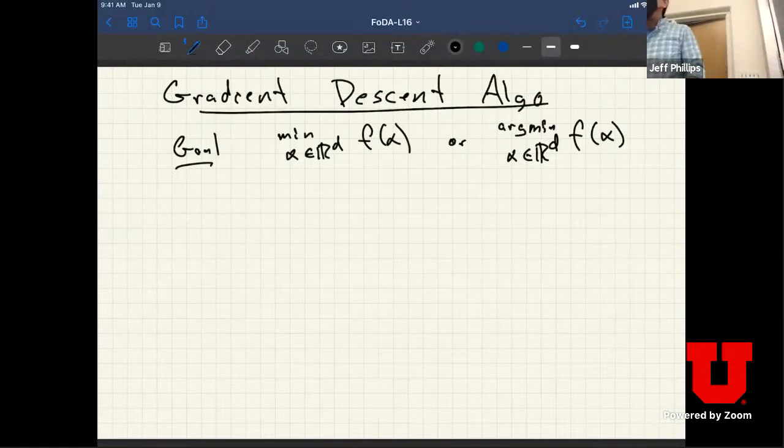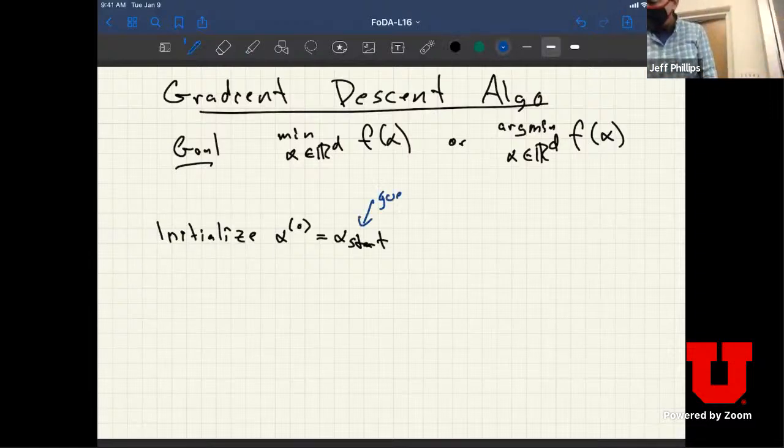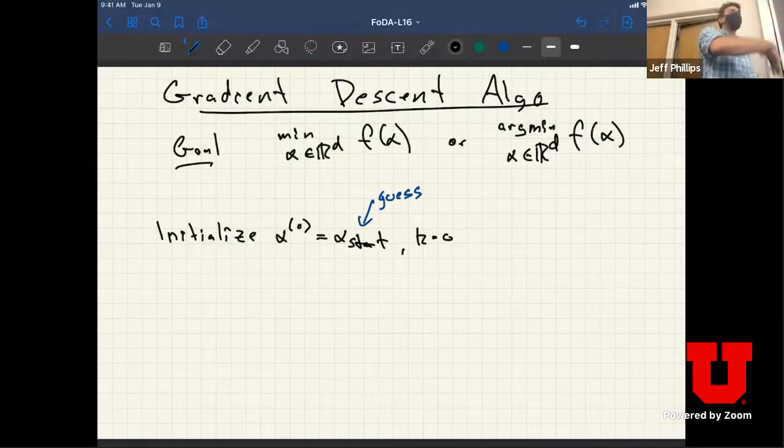And the algorithm we're going to use, let me write this out. First, initialize: I need to set alpha, we'll call this alpha 0. I need to start with some guess of what the answer is. I'll write this using an iterative index k, and we'll start it at 0, and then we'll just repeat a simple loop.